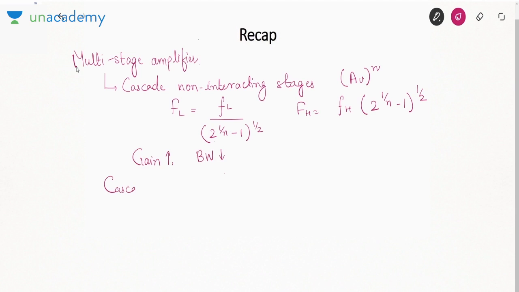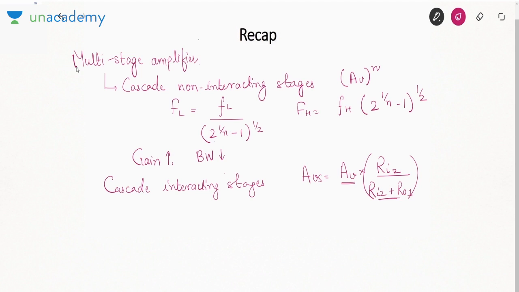Similarly, when we cascade interacting stages, the gain is the ideal voltage gain multiplied by the input resistance of the second stage and the output resistance of the first stage. That is a factor of voltage division that we have to apply in multiplication to the voltage gain.